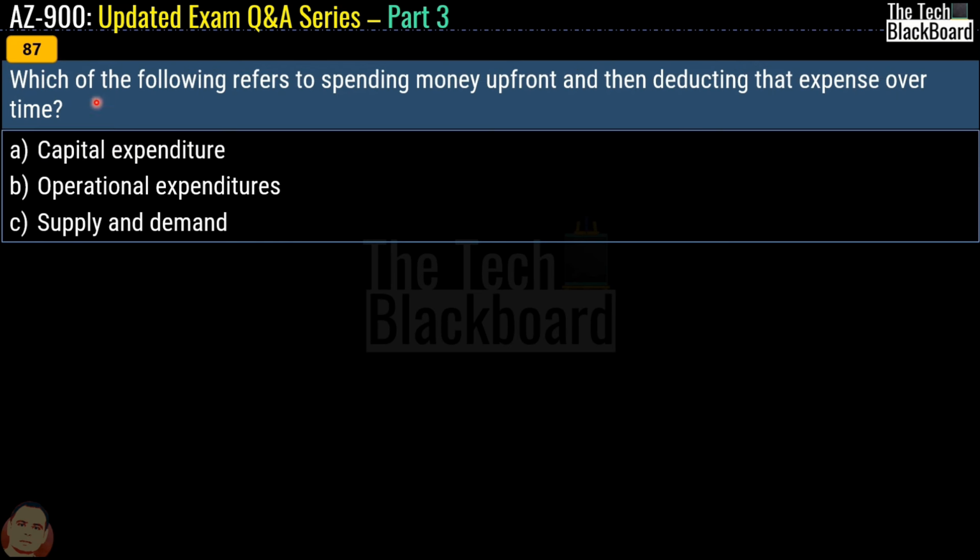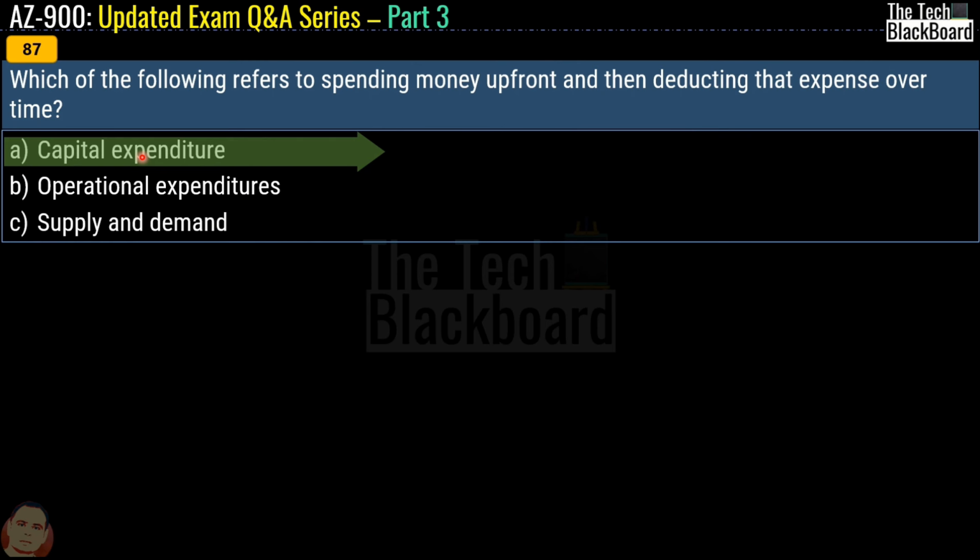Quickly jumping to question number 87, which says: which of the following refers to spending money upfront and then deducting the expense over time? Your options are capital expenditure, operational expenditure, or supply and demand. The correct answer for this one is capital expenditure.